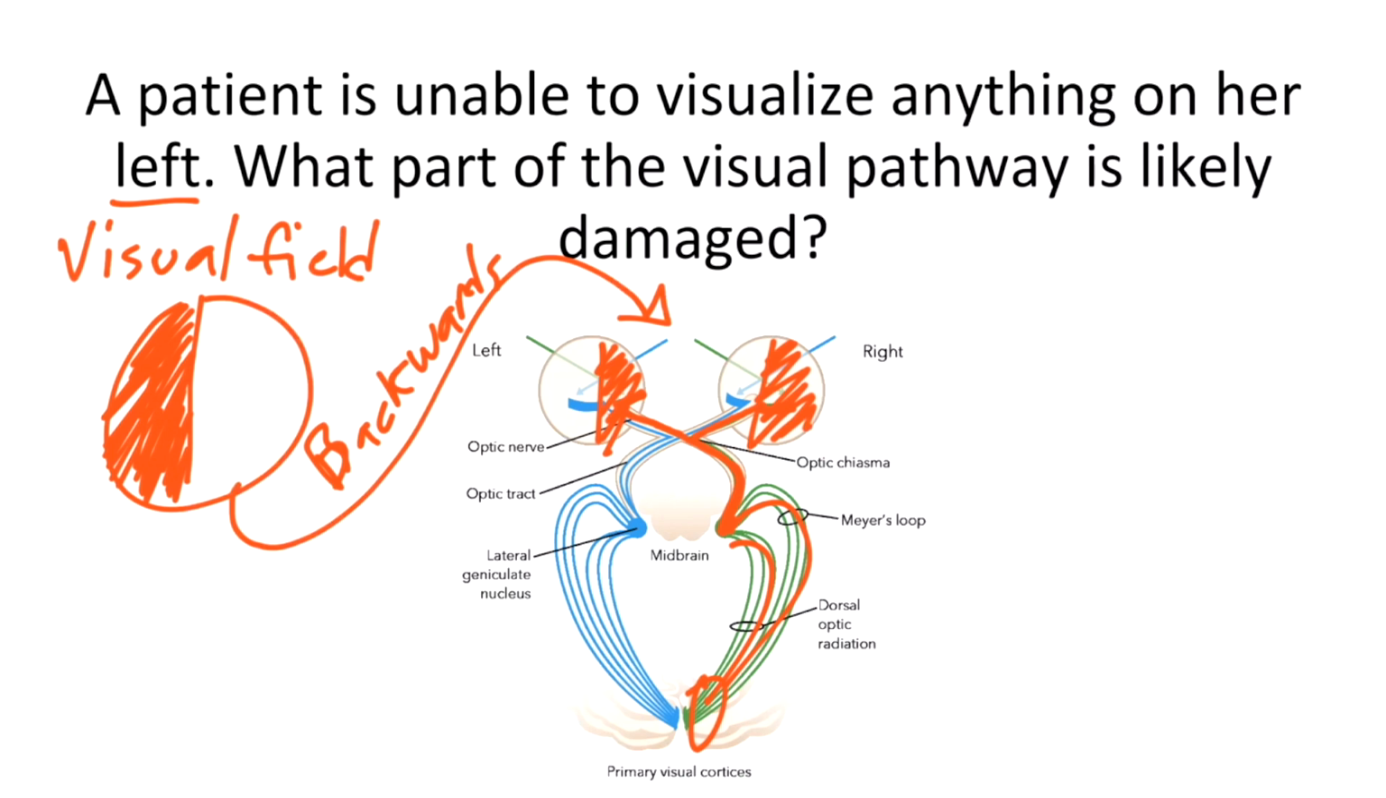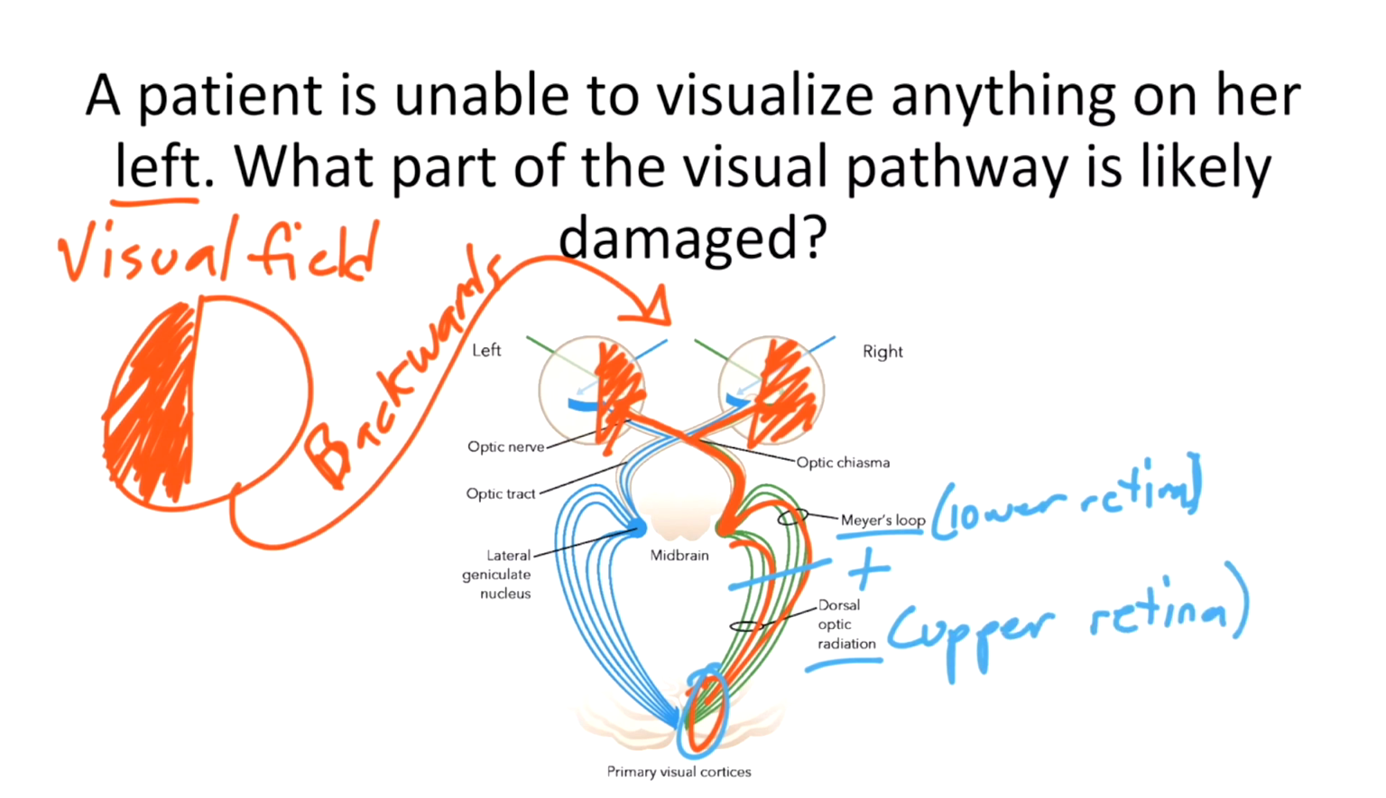Was it the primary visual cortex? Was it the Meyer's loop plus the dorsal optic radiations? And recall, we would have to damage both of them to cause a complete hemiretina loss, because the Meyer's loop is only responsible for the lower half of the retina, and the dorsal optic radiations are responsible for the upper retina. So we'd have to damage both of them together. Or we could damage the lateral geniculate nucleus, and that would cause this. Or we could have damaged the right optic tract right there.